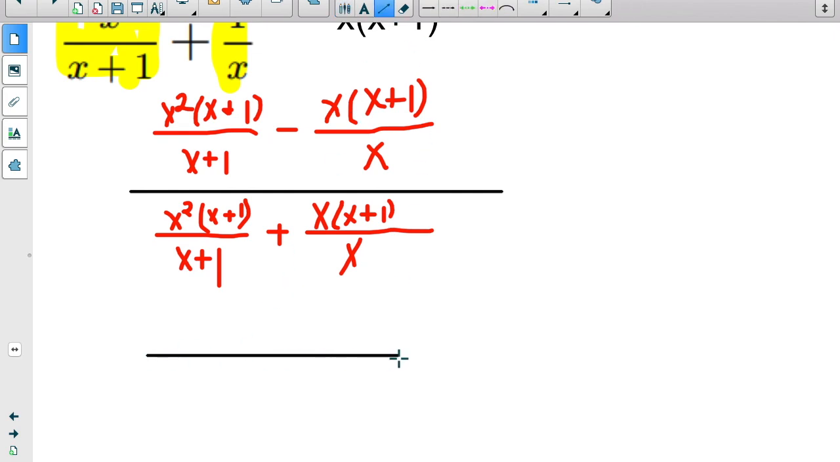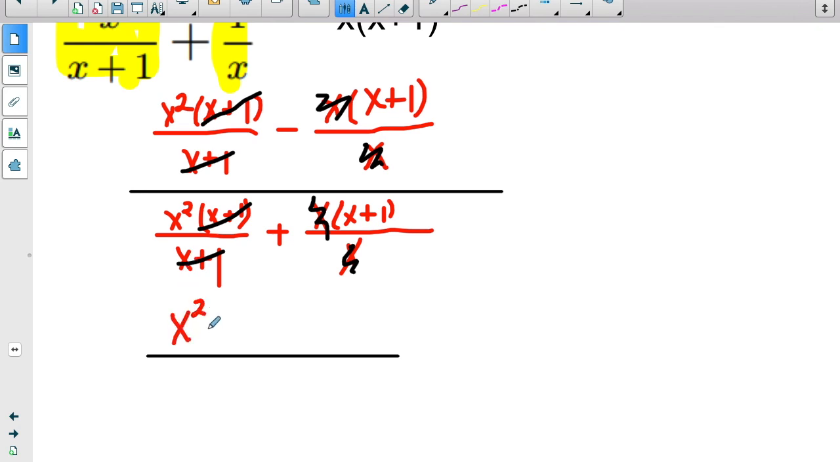Okay, now that we did that multiplication, we can simplify out what's in common on top and bottom. Well, the x plus 1 and x plus 1 would cancel. Here the x plus 1 and x plus 1 would cancel. Here the x and x would cancel. And again, here the x and x would cancel. And what that would leave us with in our first one here, well, I just have x squared minus x plus 1 over x squared plus x plus 1.